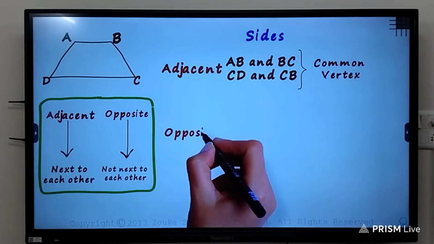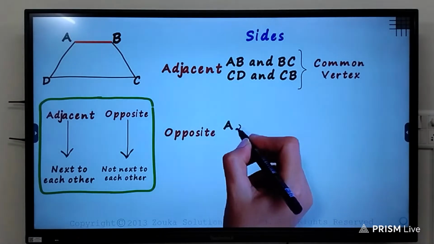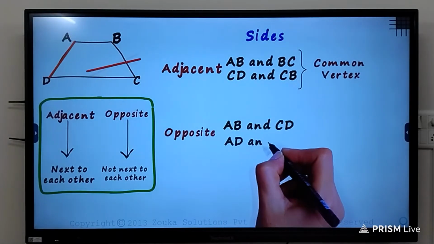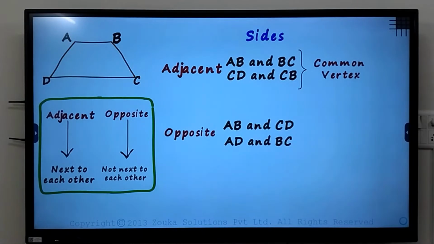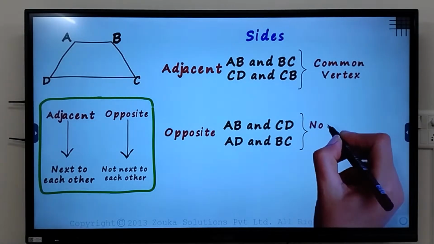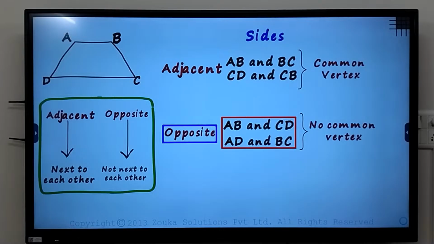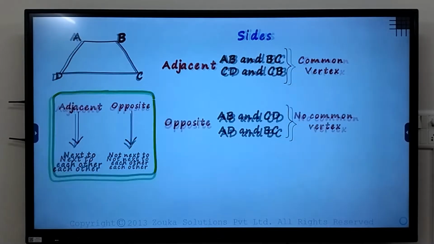Which are the opposite sides then? One pair would be AB and CD. They are not next to each other. Another pair would be BC and DA. Remember, there are only two pairs of opposite sides in a quadrilateral. And notice that the pairs have no common vertex. So the opposite sides of a quadrilateral have no common vertex.